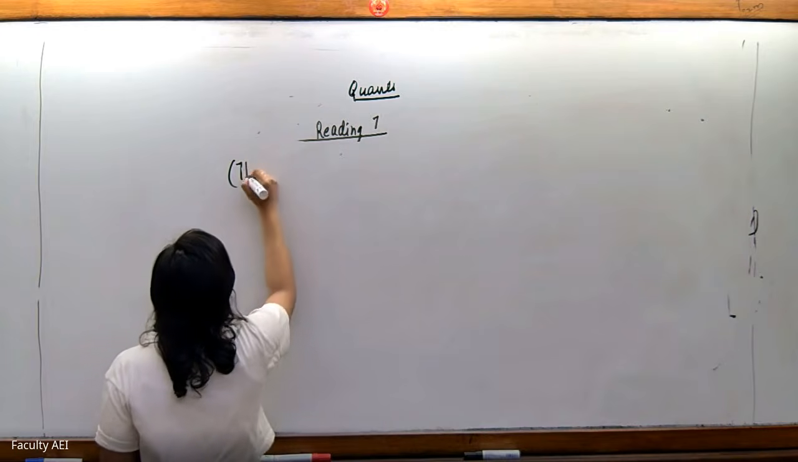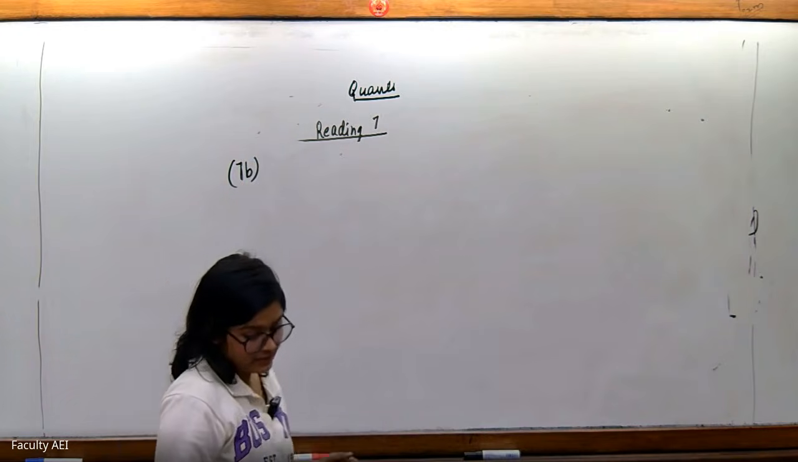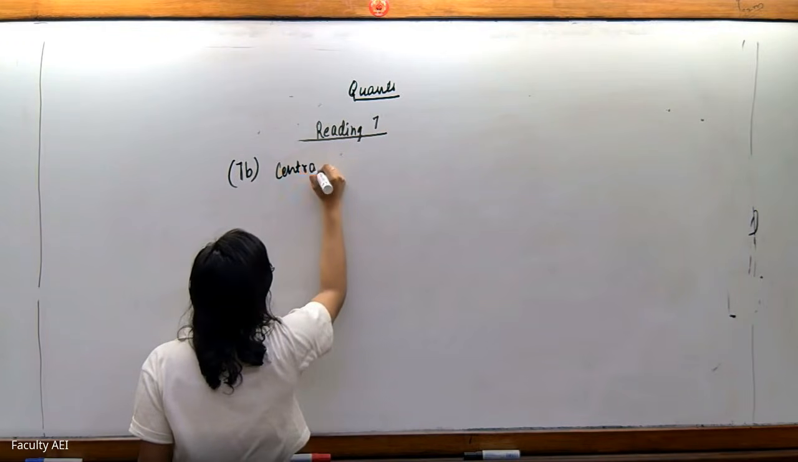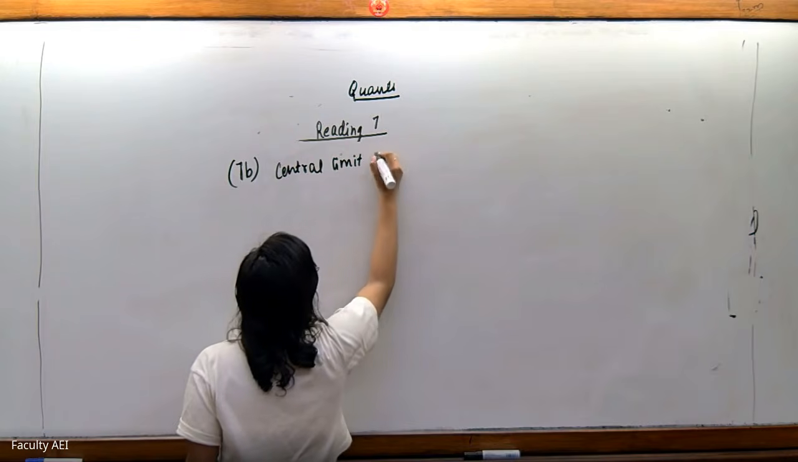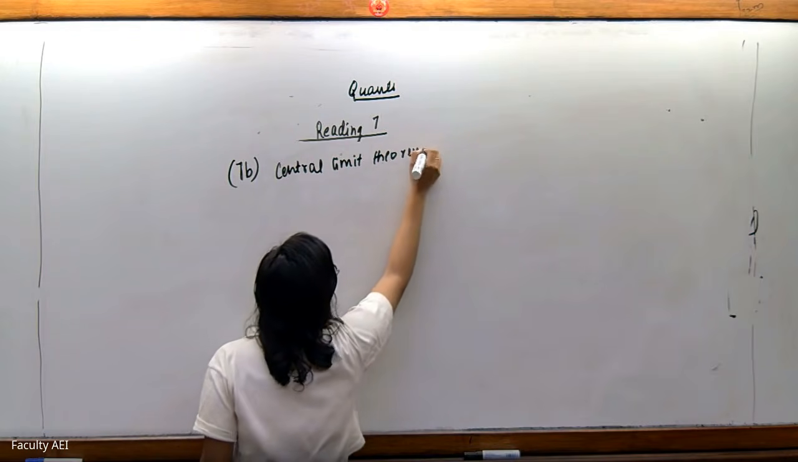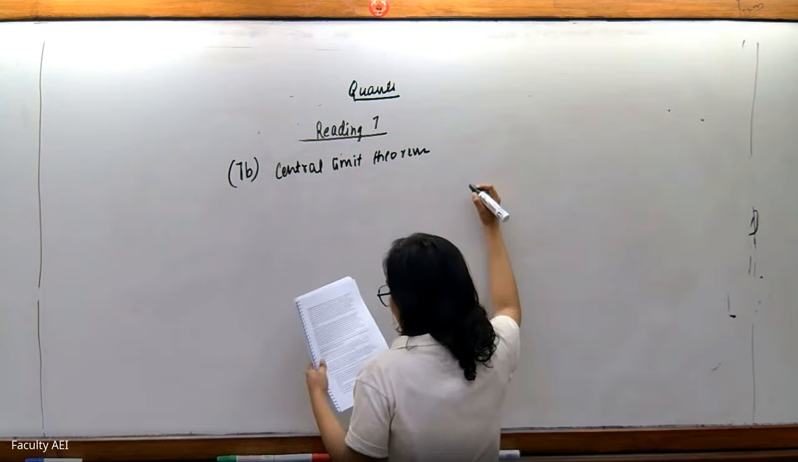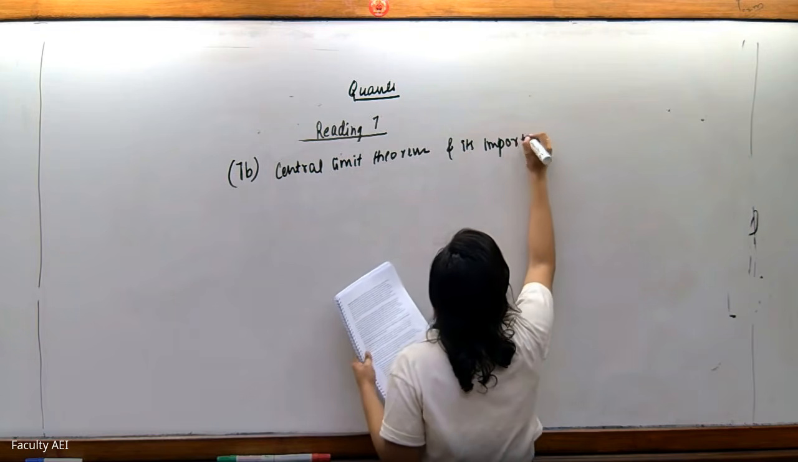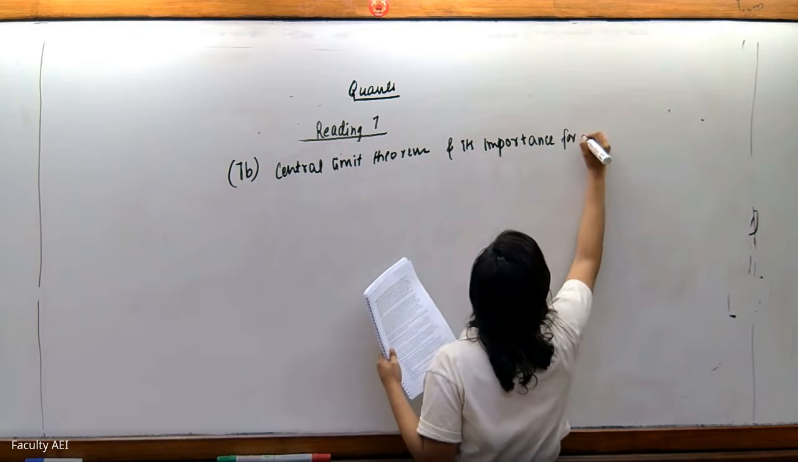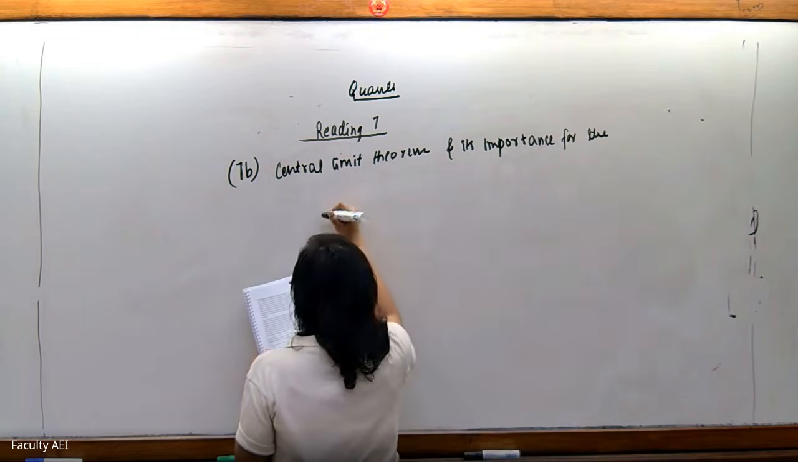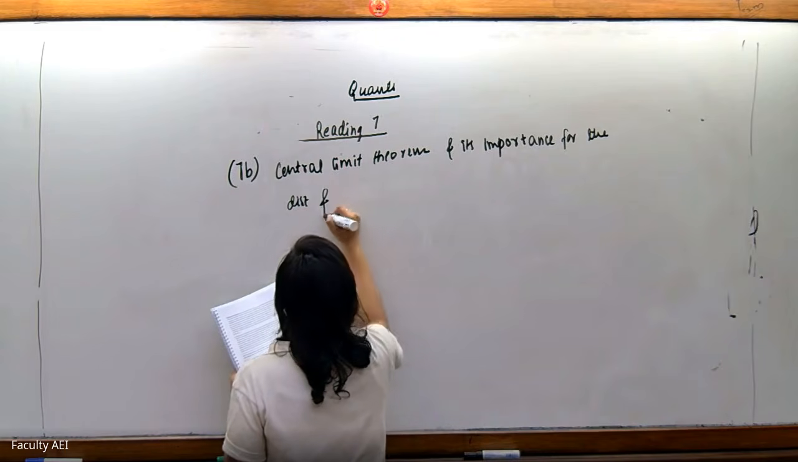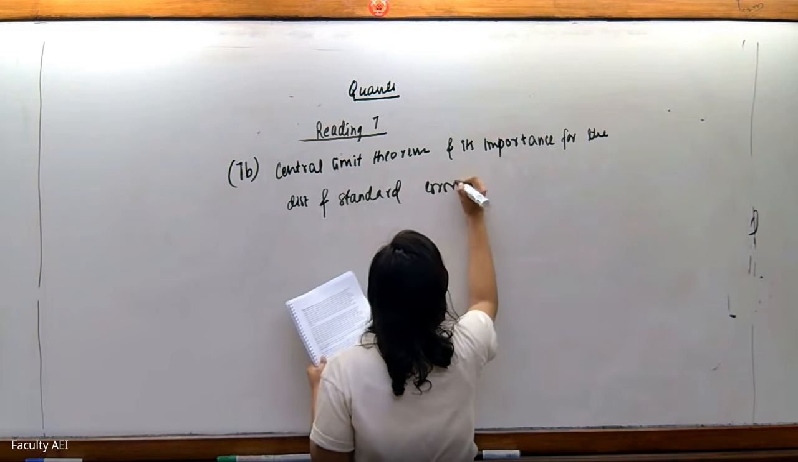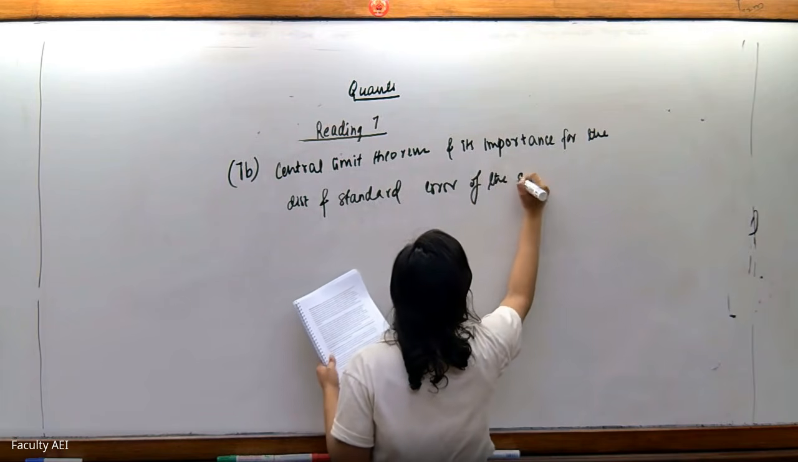Going to reading 7b, LOS 7b. Explain the central limit theorem and its importance for the distribution and standard error of the sample mean.